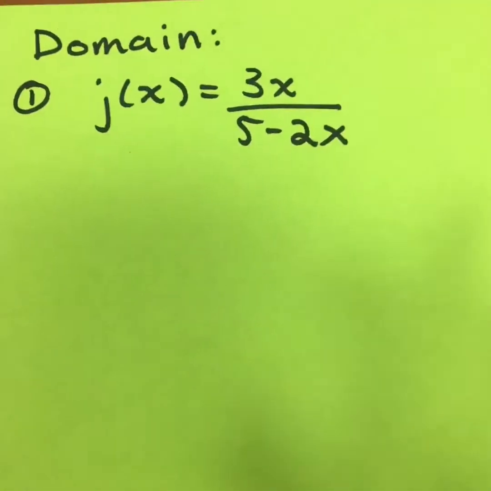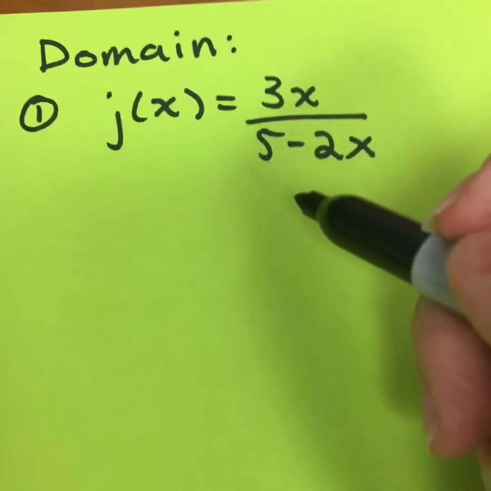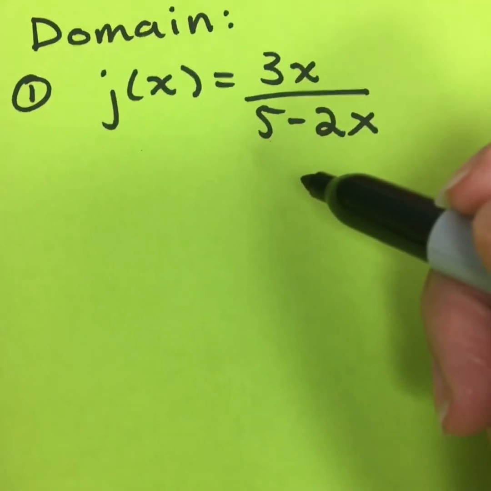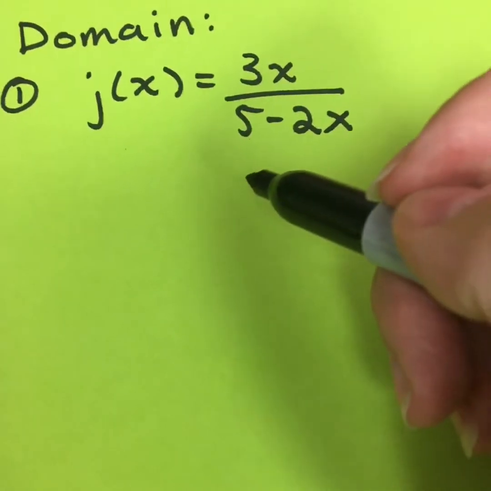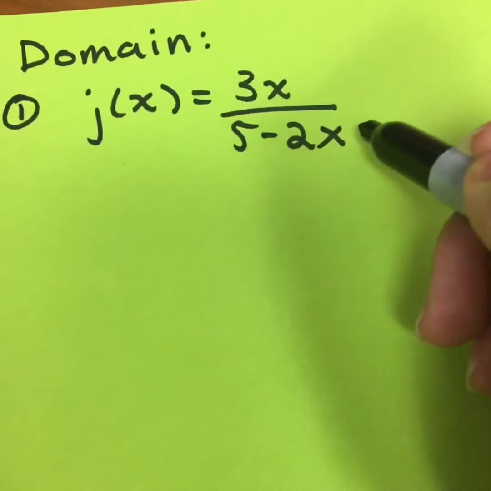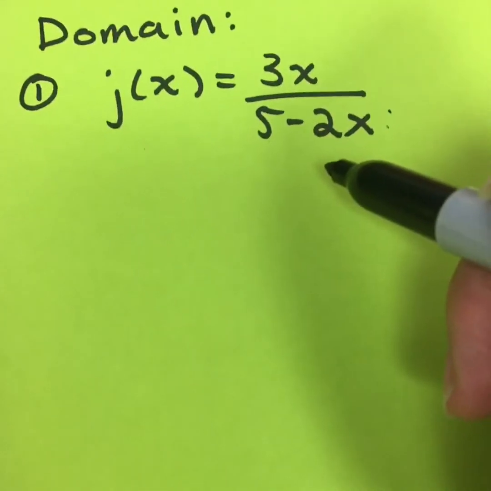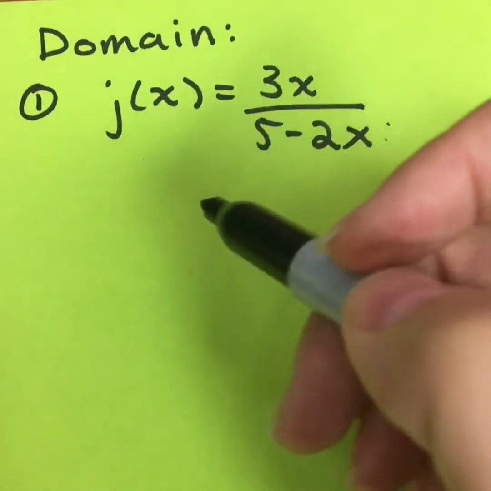Let's talk about a few more examples involving this notion of domain. And specifically, let's take a look at the function j of x is equal to 3x divided by 5 minus 2x. So remember, one of the situations where we really have to worry about domain is if we have a denominator, because we can't get 0 in the denominator. Division by 0 is undefined.